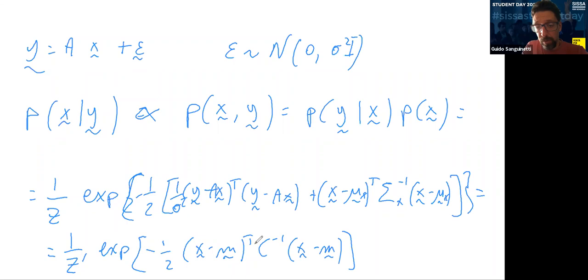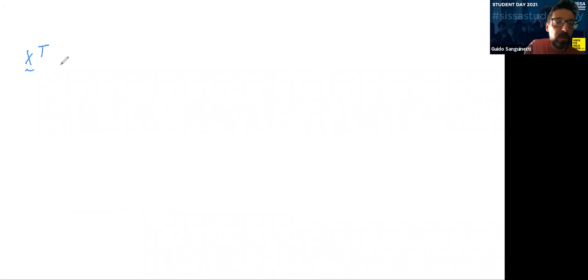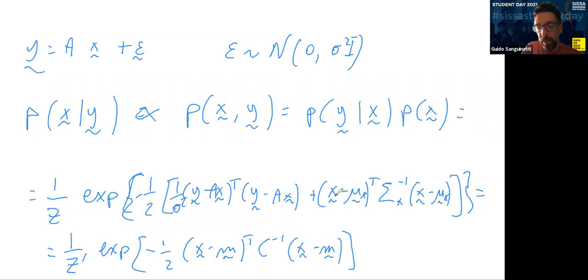How do I identify them? Well, I have to compare the terms here. By looking up here, on the left, the quadratic term would be x transpose C to the minus 1 x. That has to be equal to the quadratic term here. The quadratic term here, I've got a term coming from the prior, the sigma x minus 1, and then I've got terms coming from the likelihood, so from the observation.